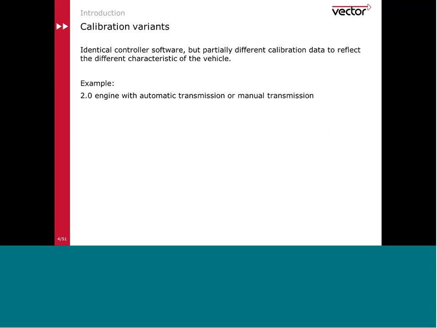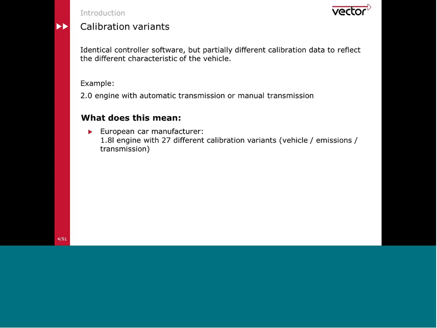So today's session really focuses on managing variants, and it's actually the core strength of our product. Let's take a look at what this actually means in reality. What do I mean if I talk about the calibration variant? It is an identical controller software, but with partially different calibration data to reflect the different characteristics of a vehicle. As an example, a 2-liter engine with an automatic transmission or a manual transmission. These two controllers have different calibration parameters.